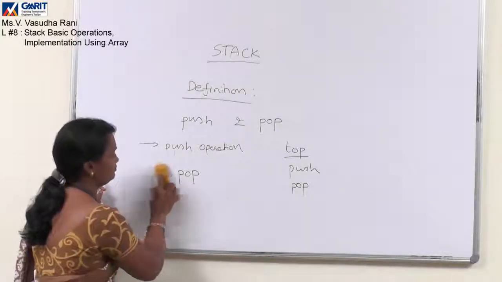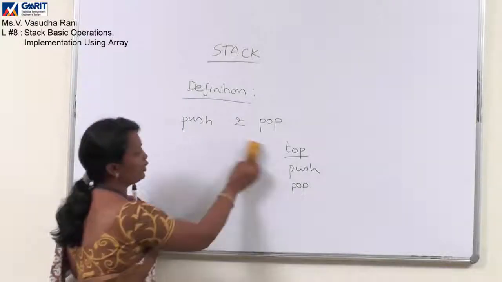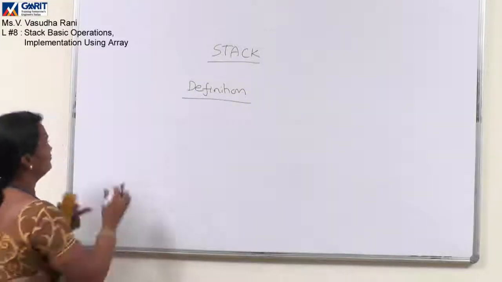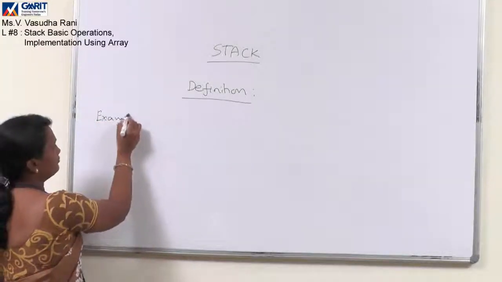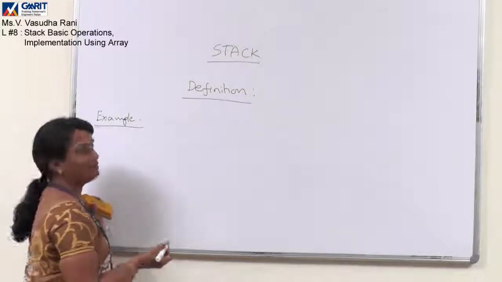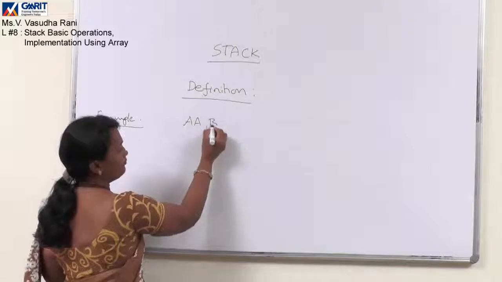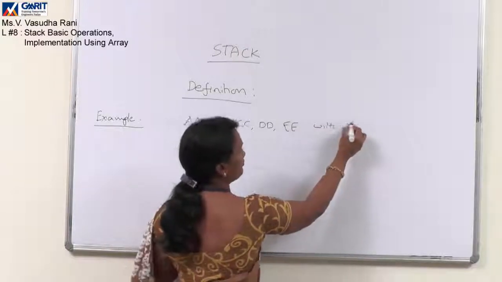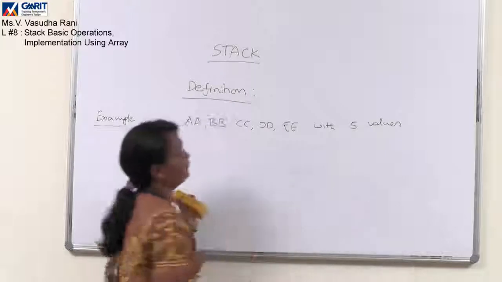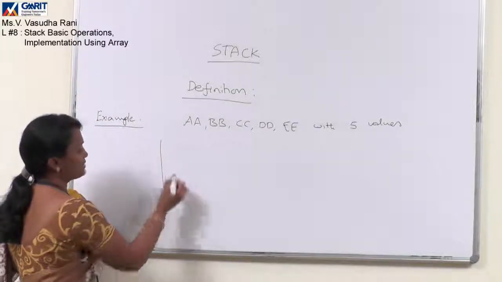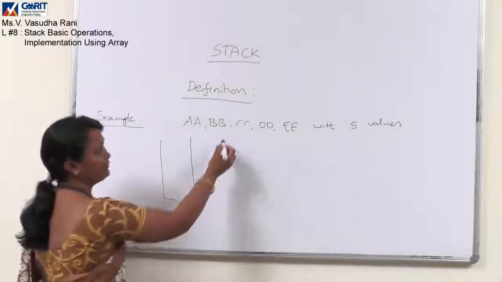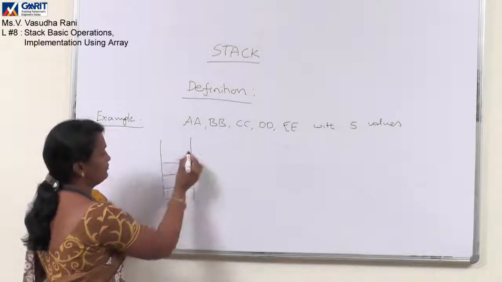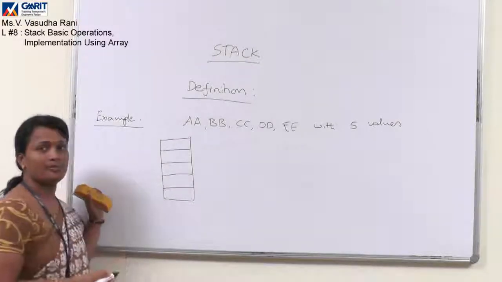Now we'll see with an example how these push and pop operations are performed. We'll consider list data with 5 elements. So we can take the stack with a size of 5, with 5 locations. This is our stack.